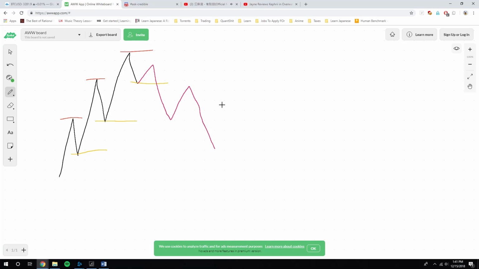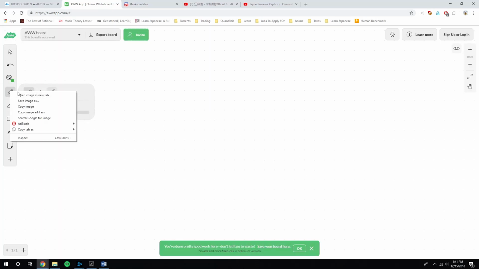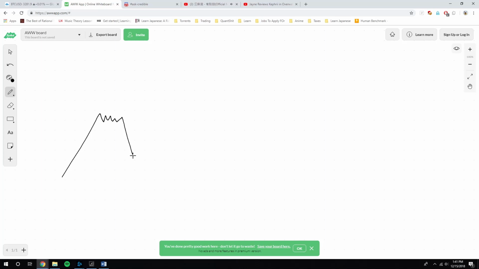Let me show you guys how to find order blocks. Well, actually, let me explain order blocks a little bit better. So an order block, let me clear this actually. So an order block. Let's say the price goes up and then consolidates a little bit, and then it goes down, and then goes back up again, consolidates, and then it goes down.